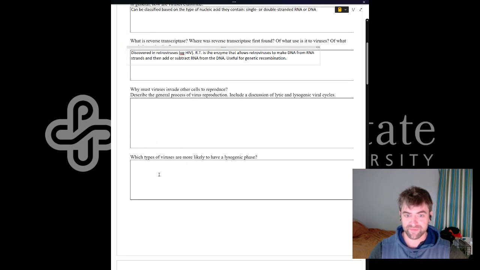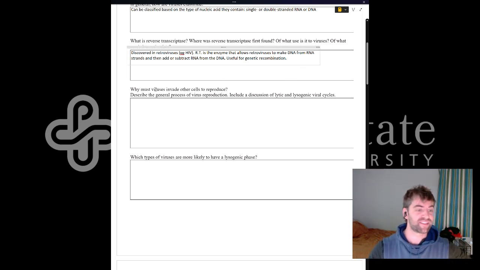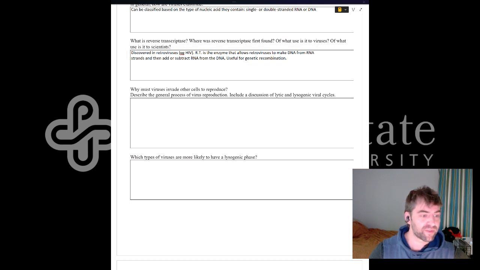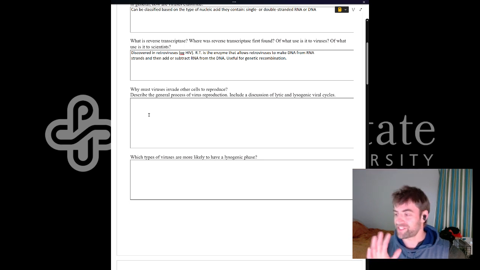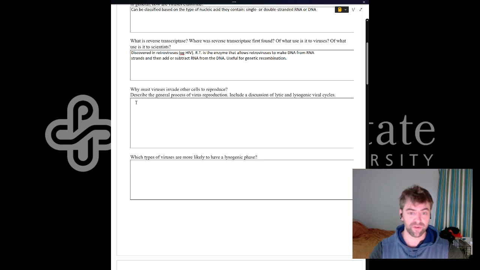What use are these for scientists? It's useful for genetic recombination. So some of the same reasons that it's useful for these retroviruses also make them useful for scientists in inserting new DNA into genomes and creating artificial recombinants, which is kind of cool.